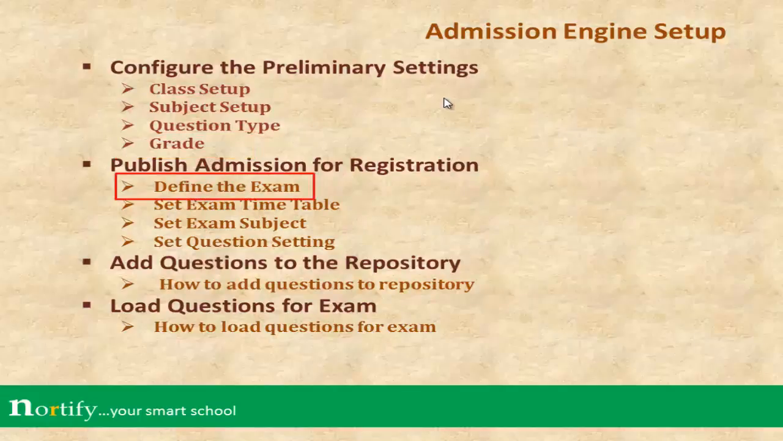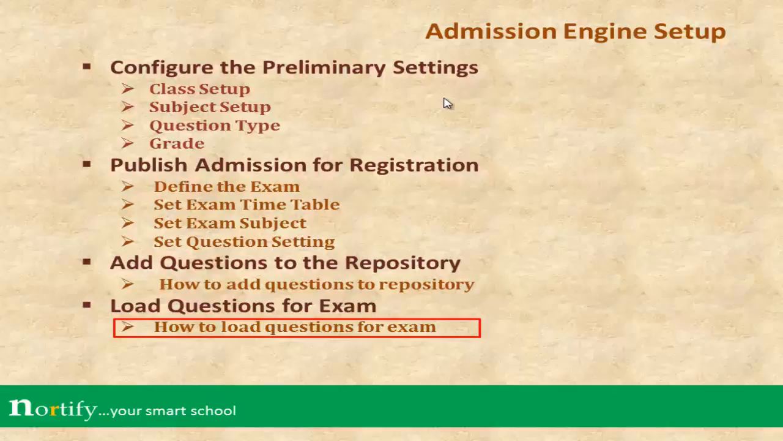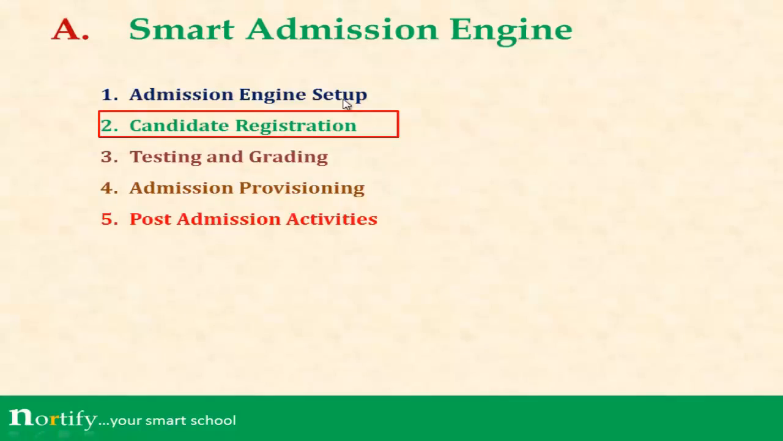Once you've done that, the next thing you need to do under publish admission for registration is that you need to define the exam, set the exam timetable, set exam subject, and set the question. Immediately you finish that, you need to add the repository. Then you need to load questions for the exam. Immediately you're done with that, that means you are done with the admission setup. The next thing you need to do is the candidate registration. Remember, all these are still under Smart Admission Engine. What you just finished was the admission engine setup.